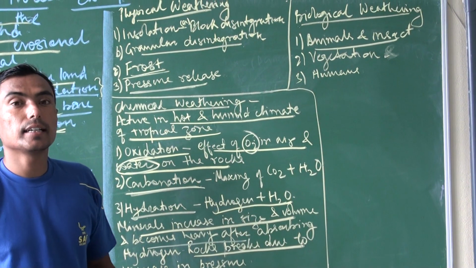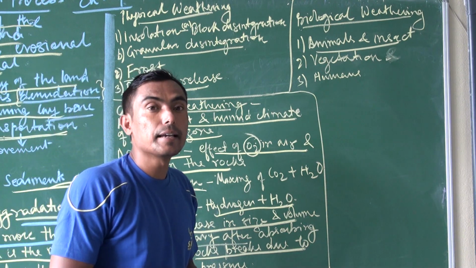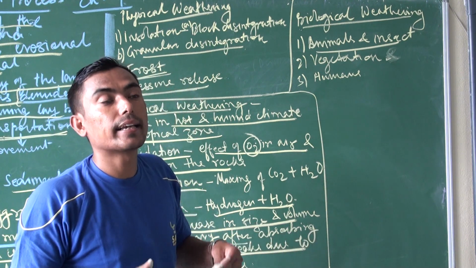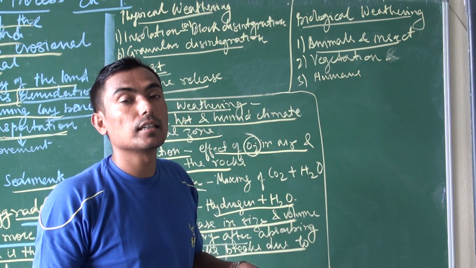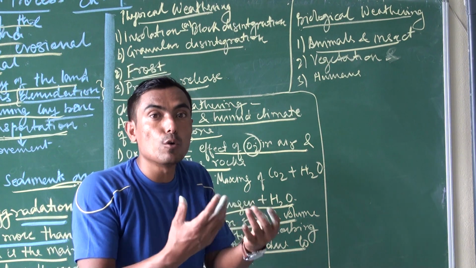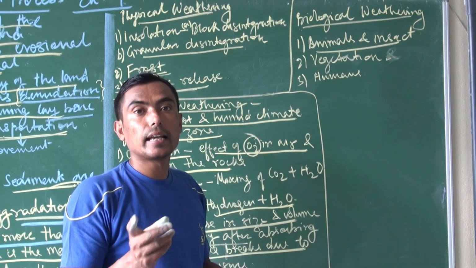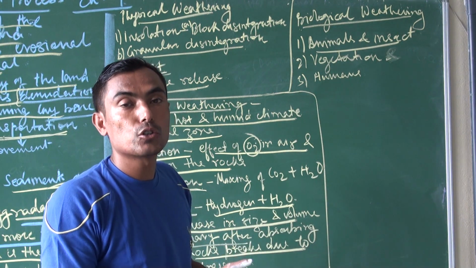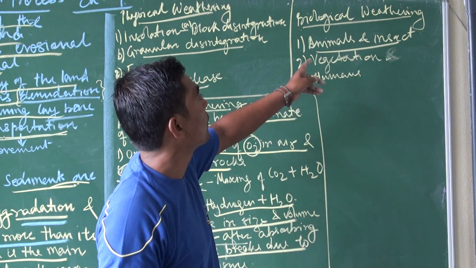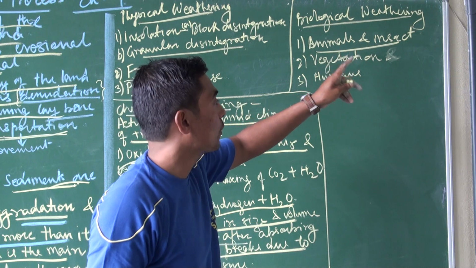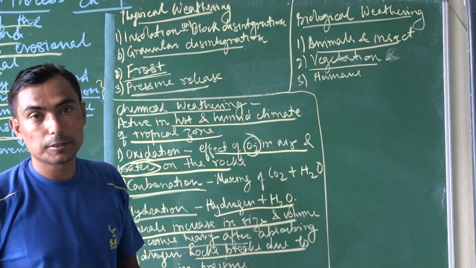Next, biological weathering: animals and insects. These animals and insects play a very important role in biological weathering, because animals dig burrows to make shelter for themselves, and this results in the exposure of rocks found at the deeper part of the earth. As they get exposed to the natural agents of erosion, those rocks are further disintegrated, so animals and insects are responsible.